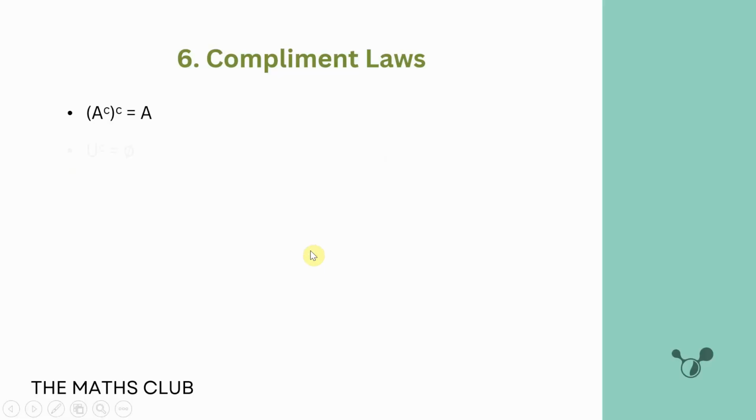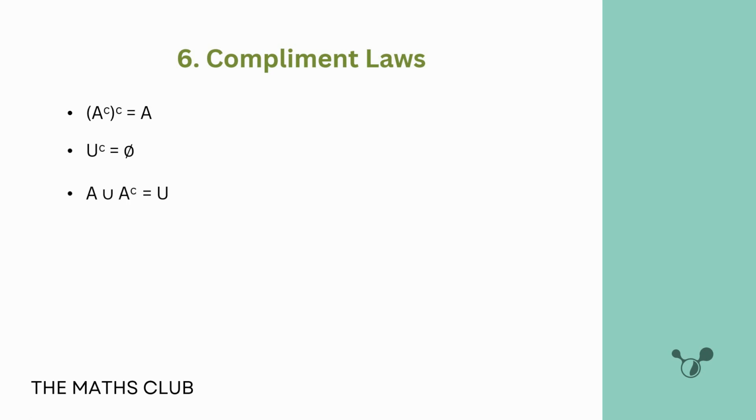That makes sense. If I find the complement of the universal set, it's going to give me the null set, because the universal set is everything. It's like the almighty set where every other set comes from. So if I find the complement of that, that's going to be the null set.